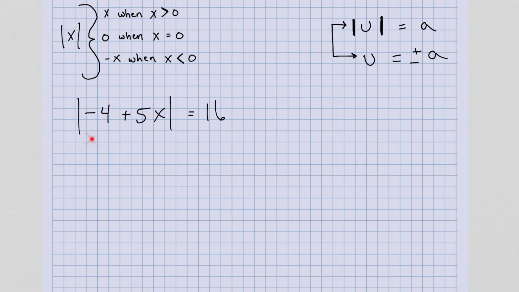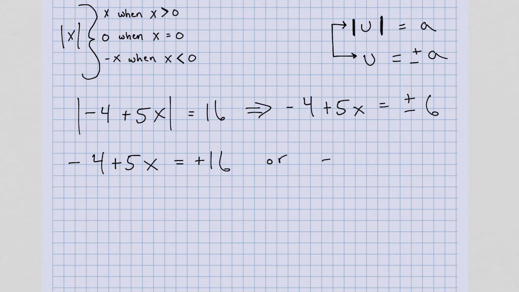All right, the absolute value of -4 plus 5x equals 16. We're going to take these absolute value signs off. We get -4 plus 5x, and we say that equals plus or minus 16. That means -4 plus 5x equals positive 16, or -4 plus 5x equals negative 16.